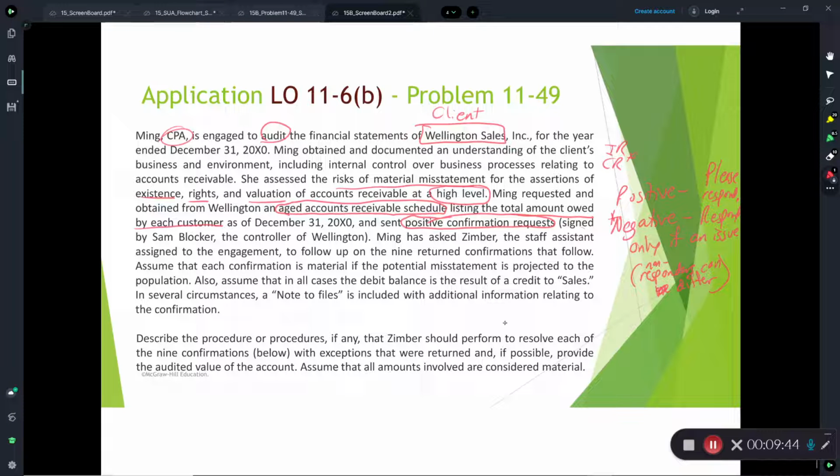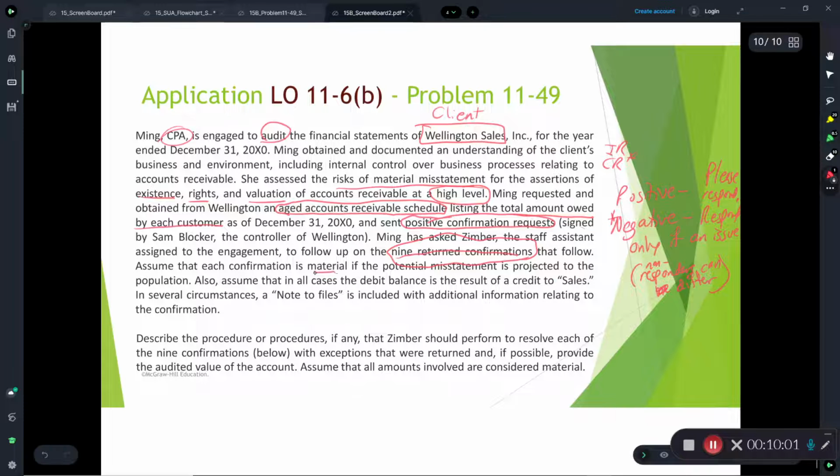The CPA asked the staff assistant to follow up on, in this case, the 9 returned confirmations that follow. That's a bad line, sorry about that.